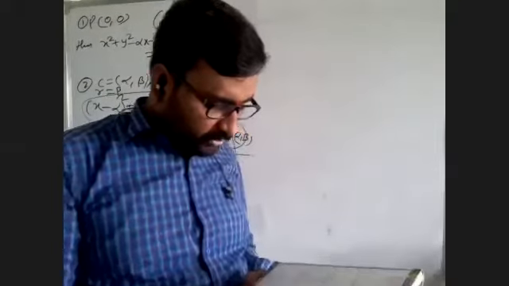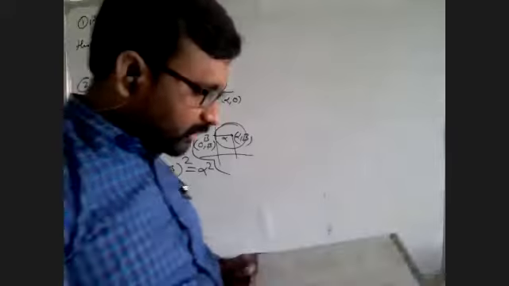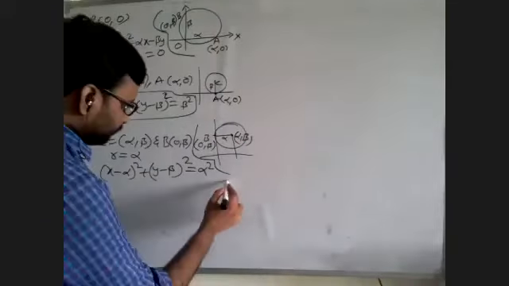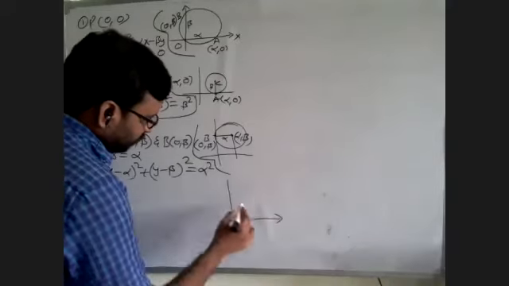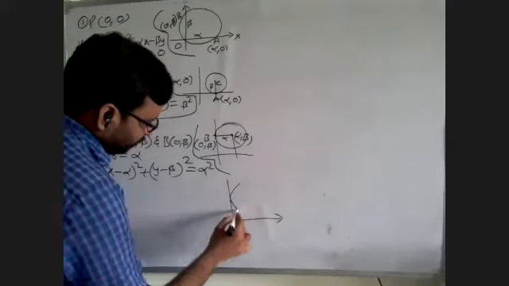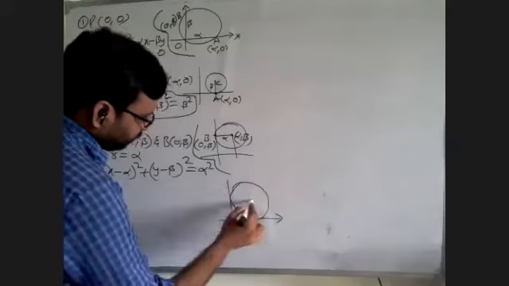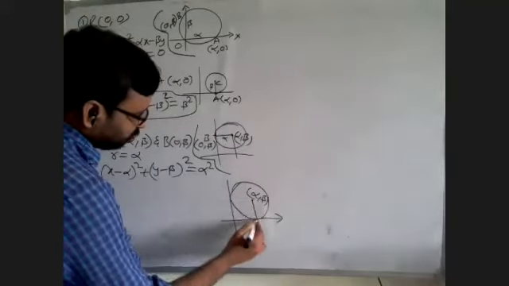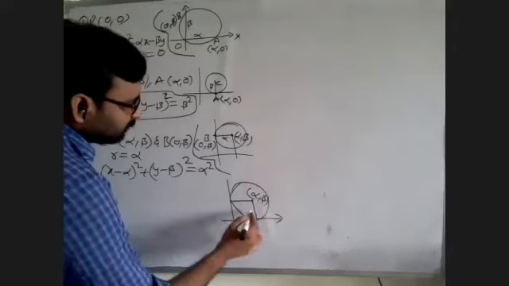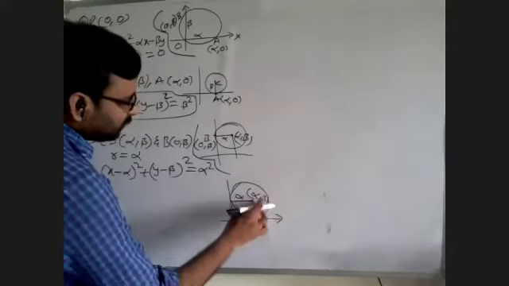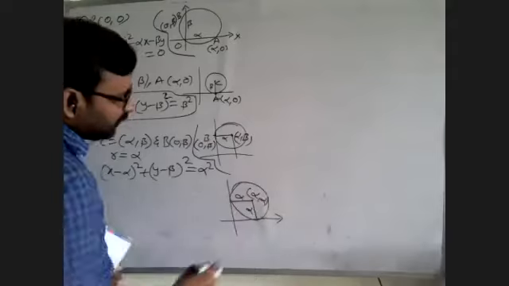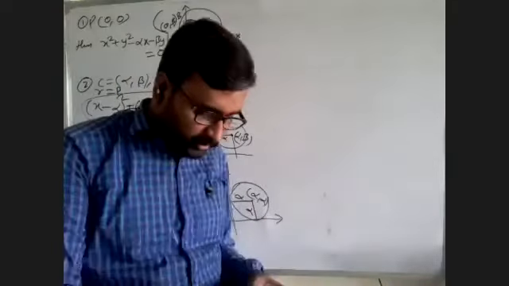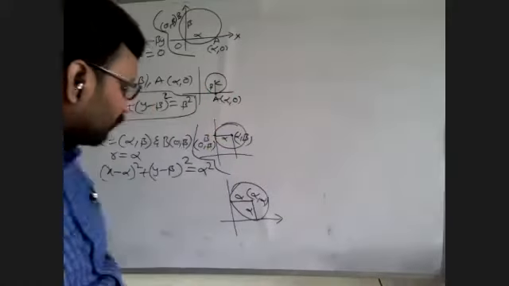And next one, when the circle touches both axes, then the circle equation. This is the center, alpha comma beta, and the radius should be the same, right? Then this is alpha and this is alpha. Then the center will also be alpha comma alpha. The x coordinate and y coordinate both should be the same. Yes, the center should be alpha comma alpha.